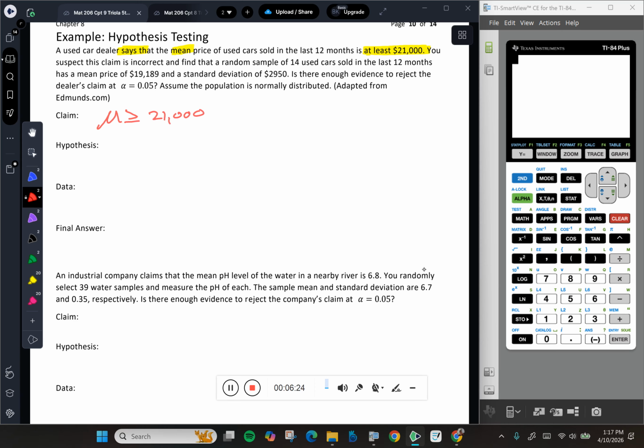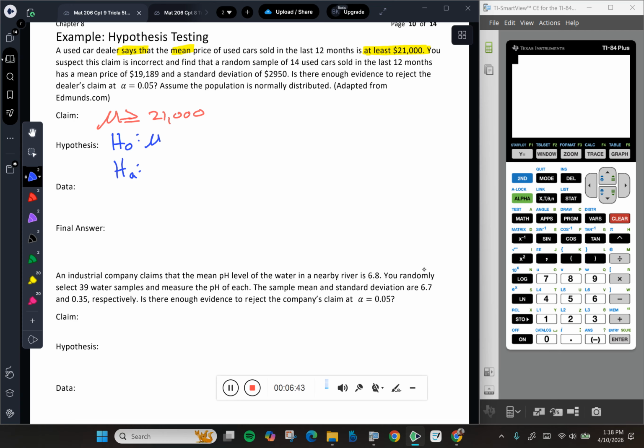At least would mean that number or bigger. That's why it contains equality. Since it contains equality, that means that our claim is going to be our null hypothesis. Now, I'm going to have the same issue that we had before.